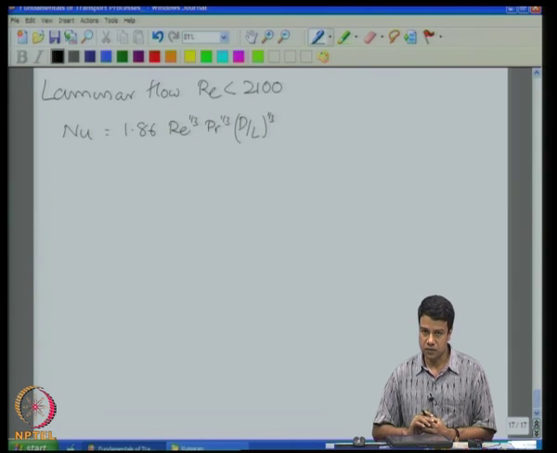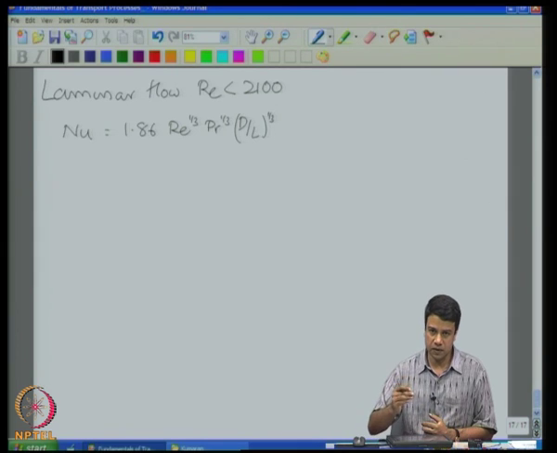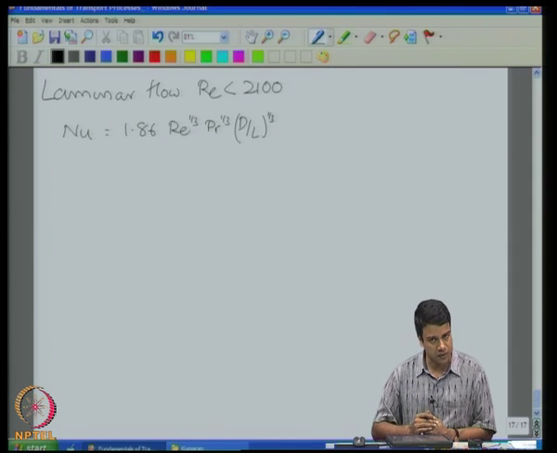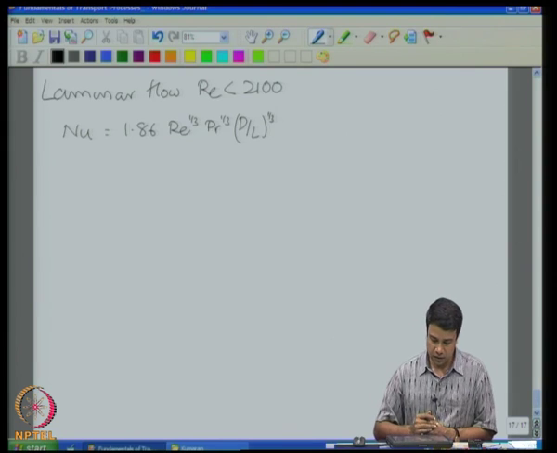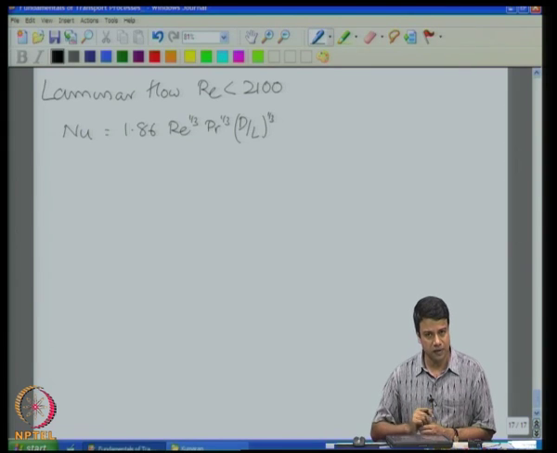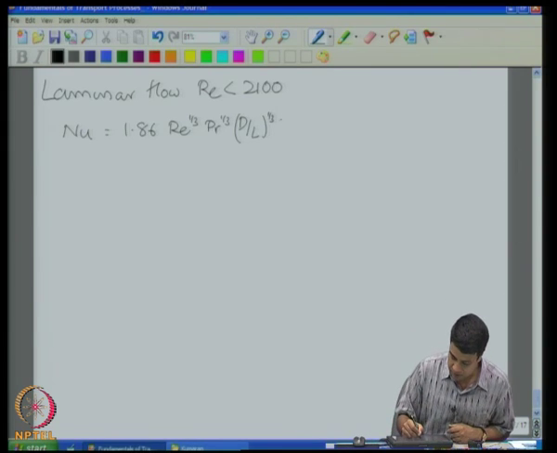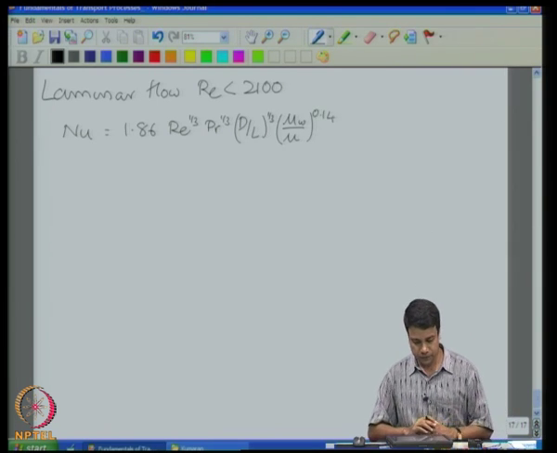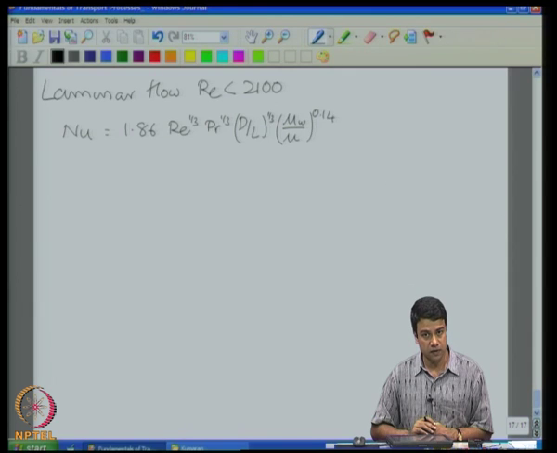So, if you have heat transfer from the fluid inside to the fluid outside, then the viscosity at the wall will be different from the bulk viscosity, because the temperature at the wall is different from the temperature in the bulk. And to take that into account, there is usually another correction factor that is put in, and that is the ratio of viscosity at the wall to the average viscosity, to the power 0.14. So, this is an empirical correlation that is derived.